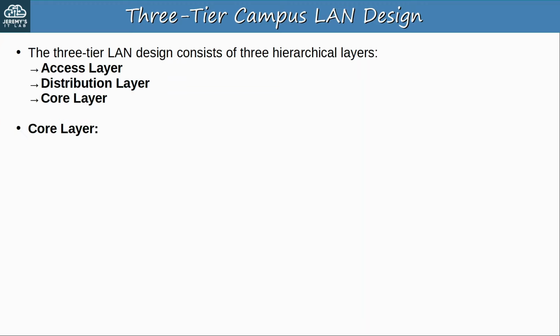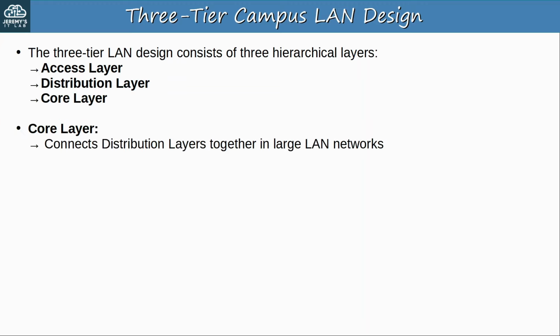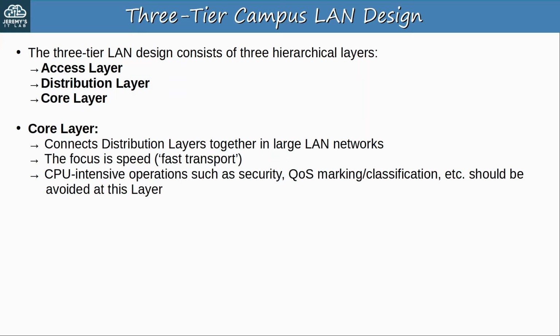Let's talk about that core layer. It connects separate distribution layers together in large LAN networks. The focus of this layer is speed. You might hear the term fast transport as being a goal of the core layer. CPU-intensive operations such as security features, QoS marking and classification, etc., should be avoided at this layer. We just want fast forwarding of packets, nothing extra.